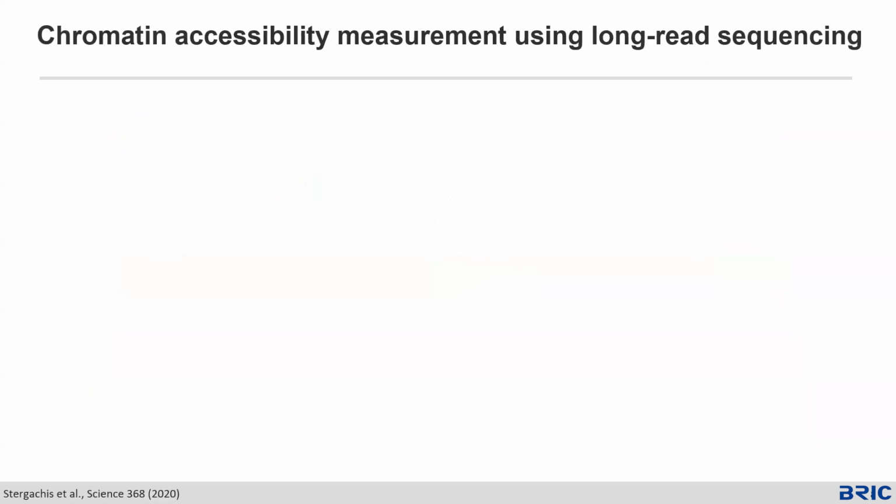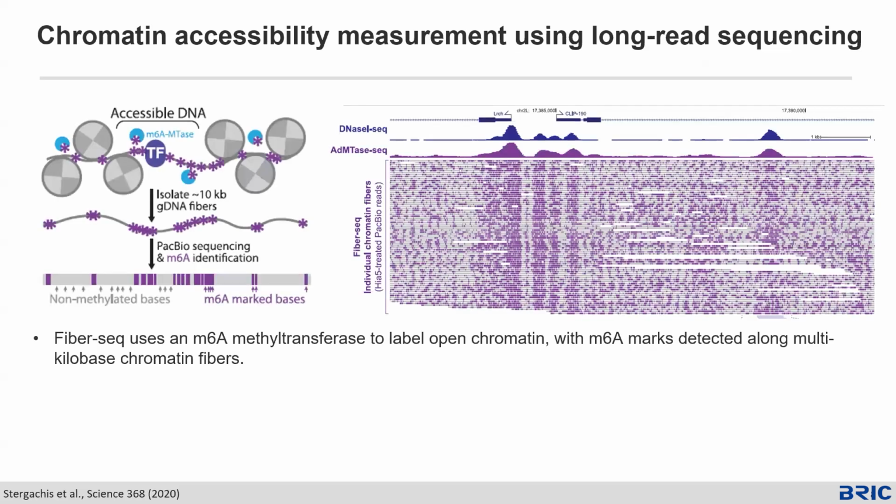So there are already many methods that can measure chromatin accessibility, but capturing both accessibility and CRISPR edits requires long-read sequencing, which means that I want to detect chromatin accessibility across multi-kilobase single DNA molecules. One such method is Fiber-seq, which uses an m6A methyltransferase, which selectively methylates adenines in open chromatin. And these m6A marks are directly detected using long-read sequencing.